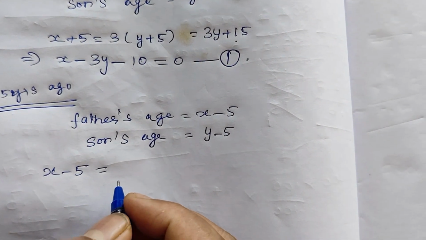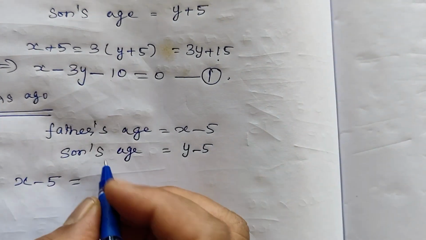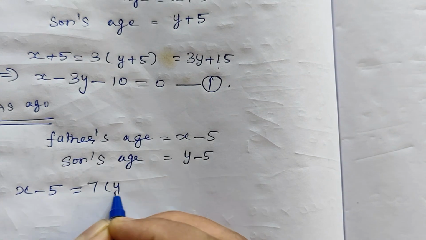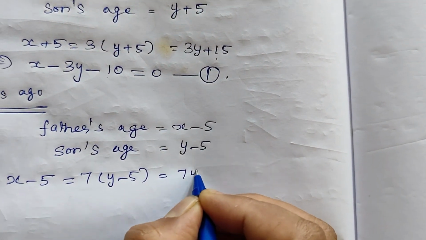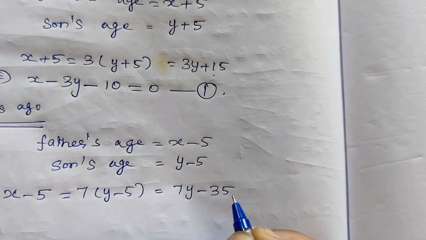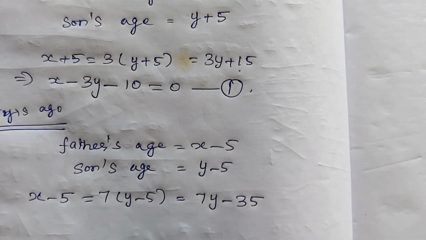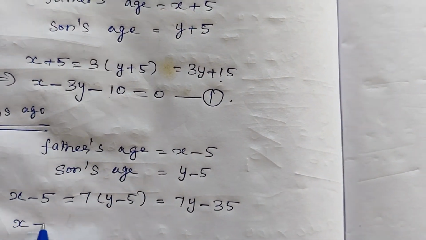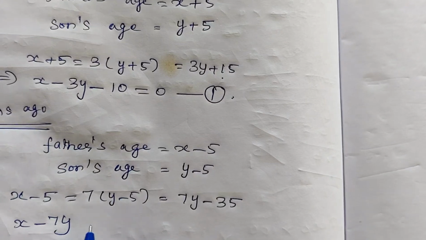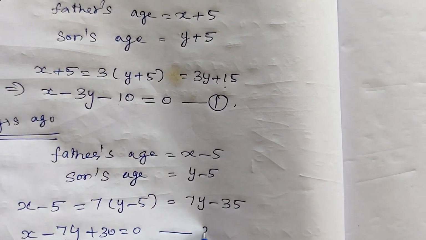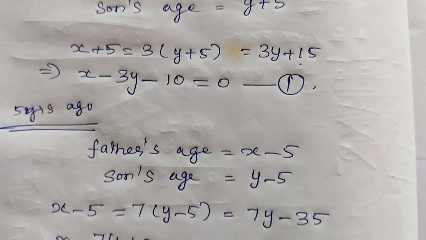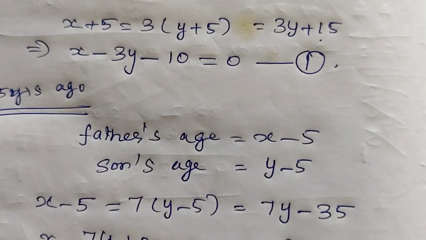Father's age is x minus 5, and father was 7 times, so 7 times y minus 5. So here we get 7y minus 35. Now the next condition is x minus 7y plus 30 equal to 0. This is the second equation using the second condition. Now we have to solve these linear equations.